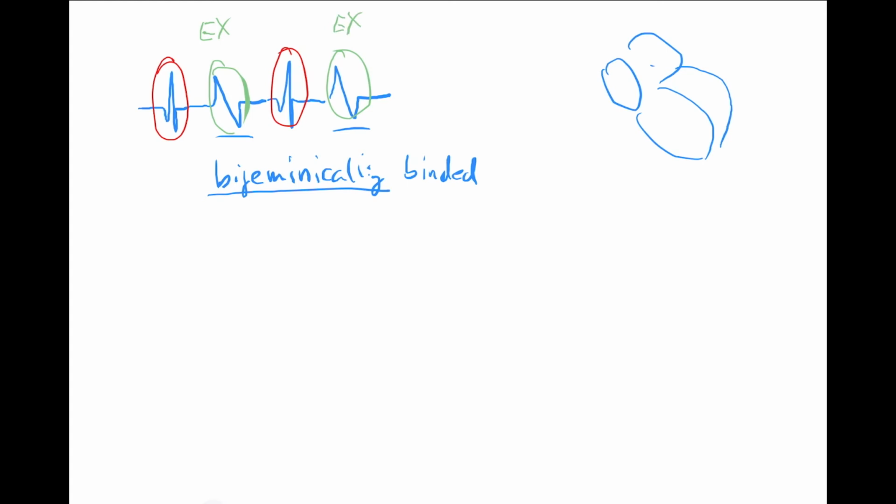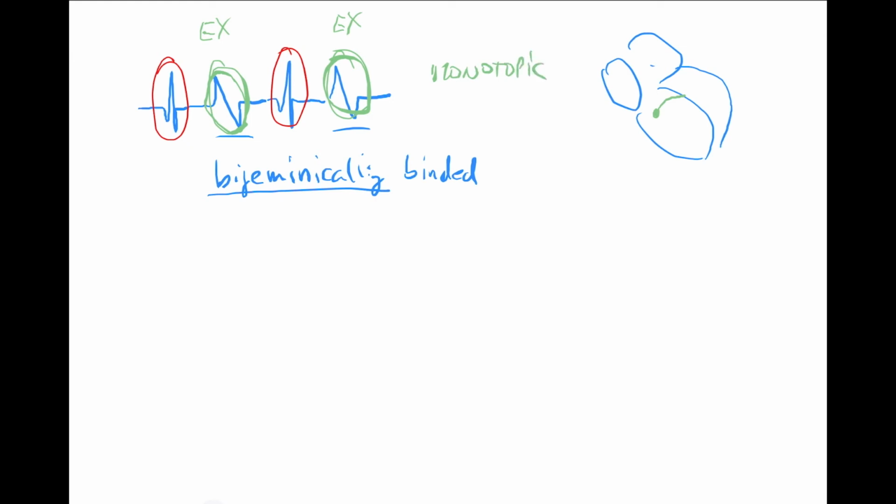If it were every third one, you would call it trigeminally bound. But what does the shape tell you of this one and this one? It tells you it's from the same place, that the discharge was from over here and it traveled the same way. So this one is monotopic.